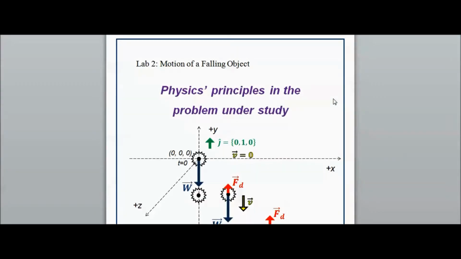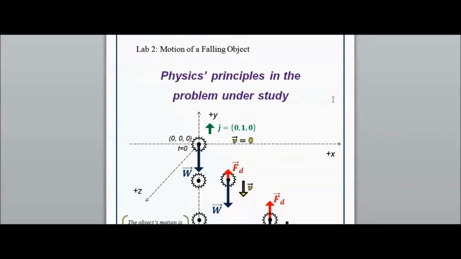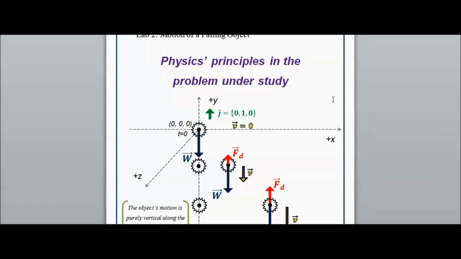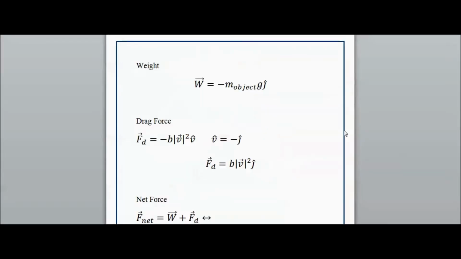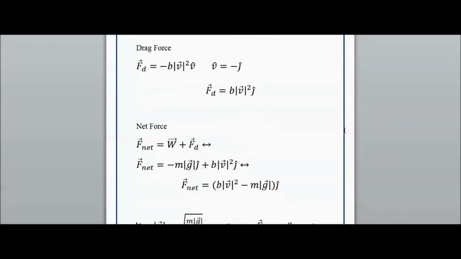At time t equal to 0 seconds, an object of mass m is dropped from rest from a height h above the floor. The forces acting on the crumpled paper during its fall are the weight and the drag force. The net force acting is the outcome of these.